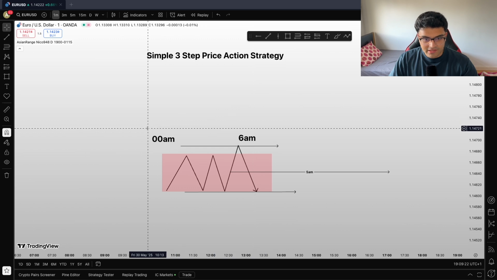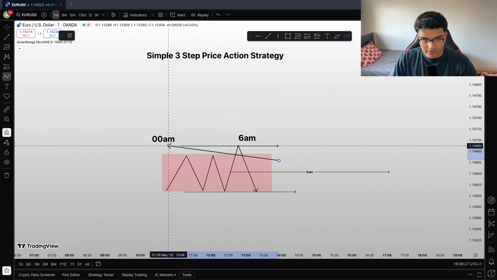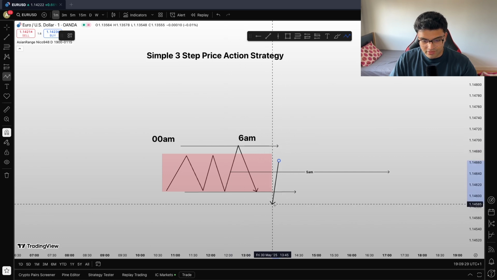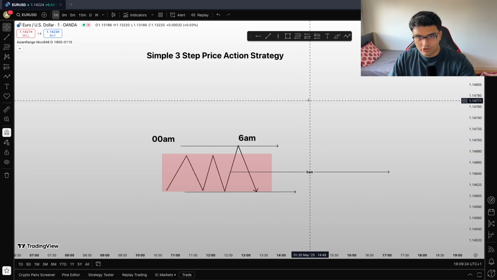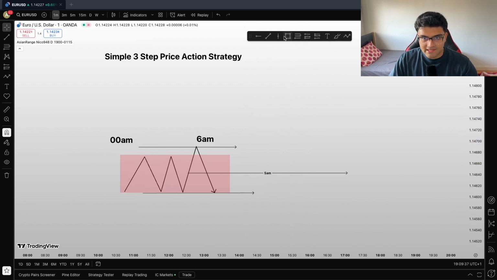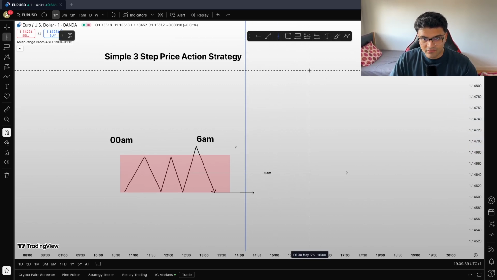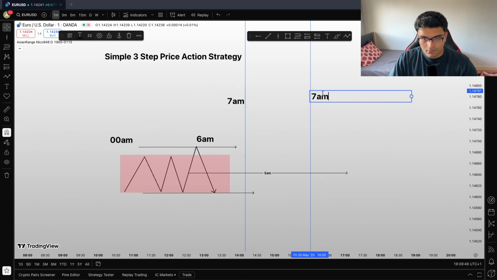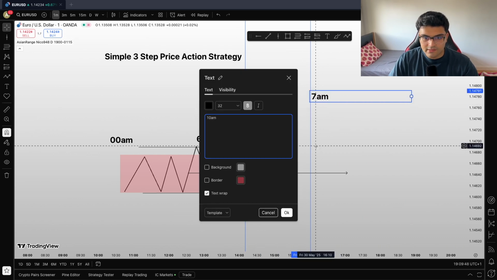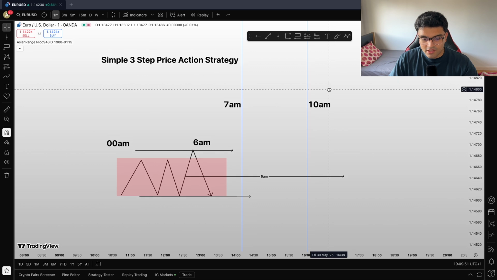So the first step is to identify the Asian range. The second step is to wait for a manipulation, so you wait for a sweep of the Asian high or the Asian low. And the third thing is to actually enter. Now, when are we going to be entering? We are going to be entering between 7 a.m. and 10 a.m. UK time. Basically, you can just write that here: 7 a.m. and 10 a.m. UK time. So this is your time window.